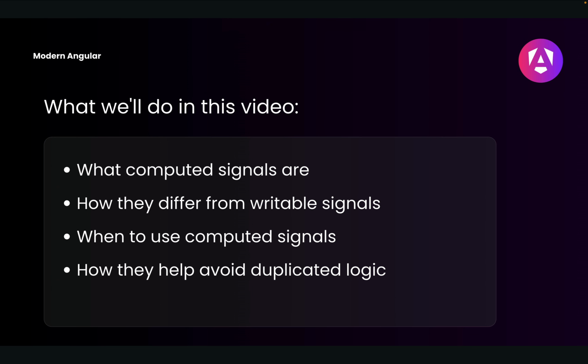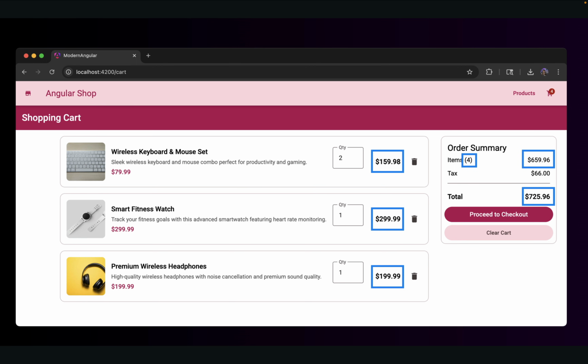By the end of this video, you'll understand what computed signals are, how they differ from writable signals, when to use computed signals, and how they help avoid duplicated logic. This is still about local component state, just with a cleaner and more expressive approach. Let's start with a common problem.